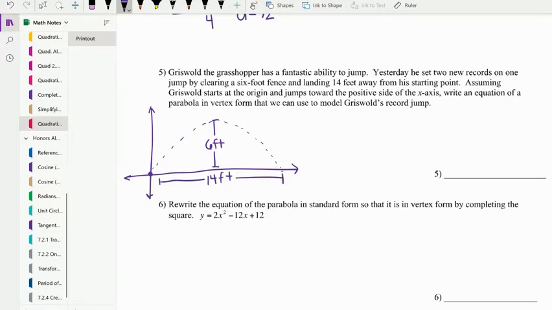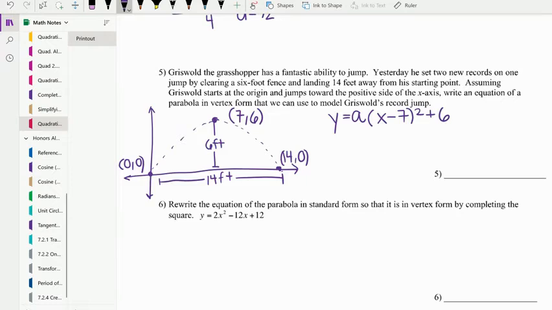Okay, so now we can label some points. We know that this point is (0, 0). We know that this point is (14, 0). And lastly, the vertex. We're assuming the highest point of his jump was halfway, so (7, 6). All right, so what we can do is write y equals a, and we're going to write this in vertex form. It's actually just like the last problem that we did, but we just had to discover more things. It wasn't given to us.